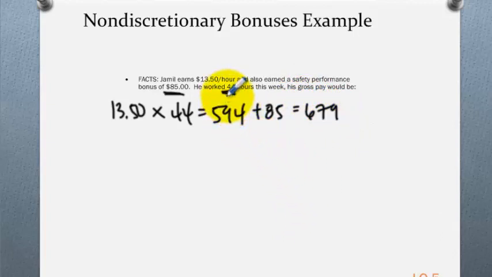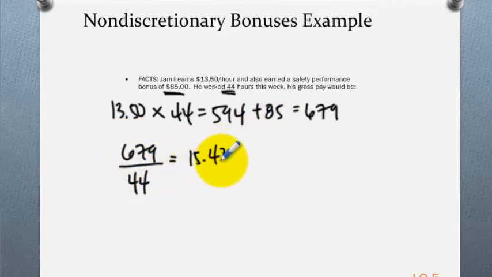Now, he worked 4 hours of overtime, so we need to figure out his overtime pay. As I said before, non-discretionary bonuses are factored in when you calculate an hourly rate for overtime. So we take the $679, including his bonus, divided by however many hours he worked, which was 44, and we get an hourly rate of $15.43. This is what we'll base his overtime on.